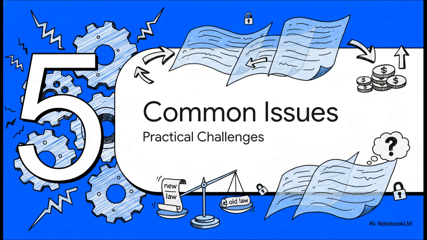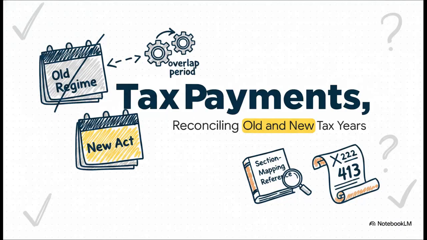Next up, Section 5, Common Practical Issues. Look, the biggest trap for accountants and tax professionals is going to be this overlap period. It is incredibly easy to accidentally mix up financial year 2025-26, which remember is governed by the old 1961 Act and still uses the assessment year concept, with tax year 2026-27, which is governed by the new 2025 Act.